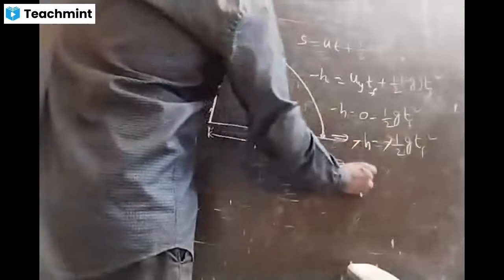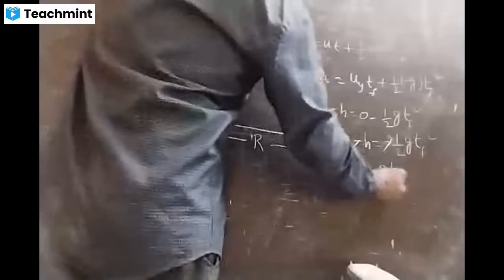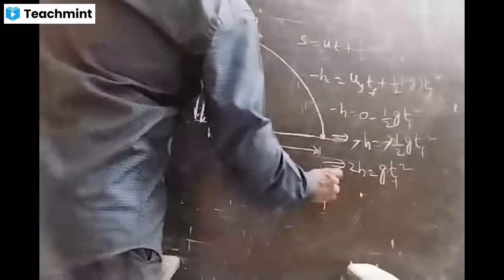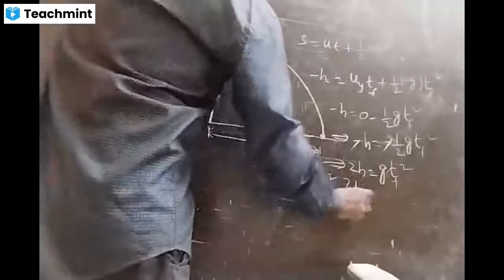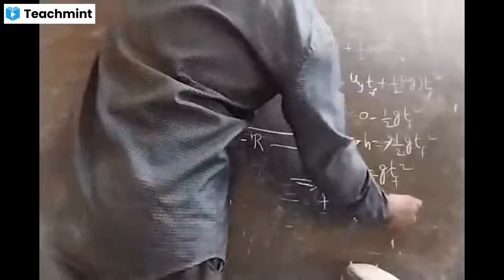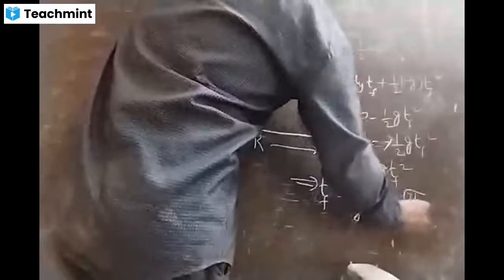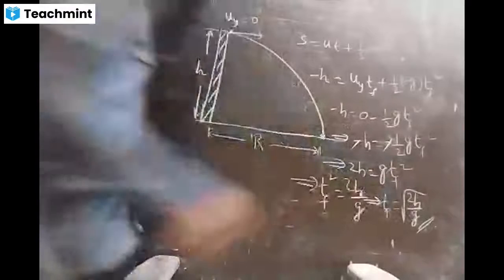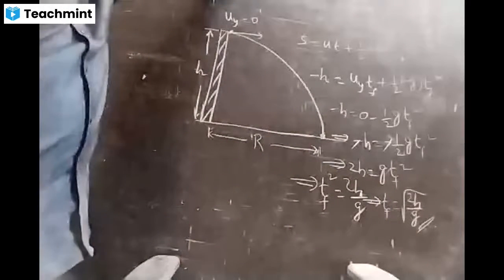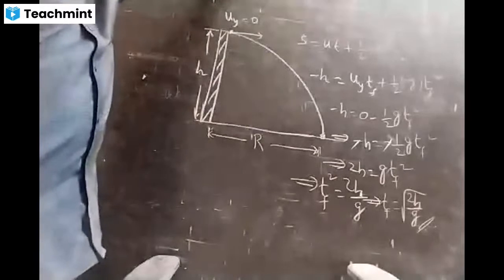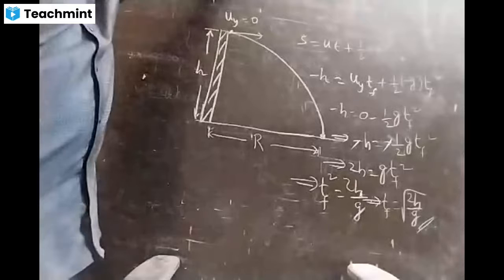If you take this 2 to the left side, what will you get? 2h by g. From this, tf square is equal to 2h by g. So the time of flight is root of 2h by g. Have you seen this formula ever before? Where have we discussed this formula, t is equal to root over 2h by g?